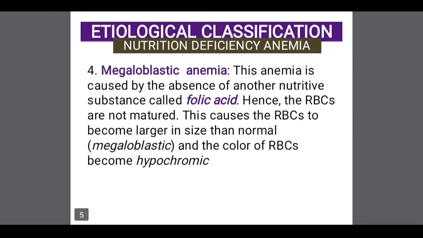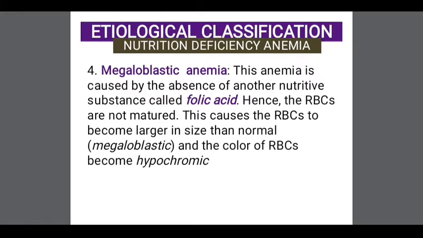So let's look at the fourth one. We see megaloblastic anemia. Now, this anemia is caused by the absence of another nutritive substance called folic acid. Hence, the red blood cells are not matured. This causes the red blood cells to become larger in size than normal, and the color of the red blood cells becomes hypochromic. You understand what hypochromic means?